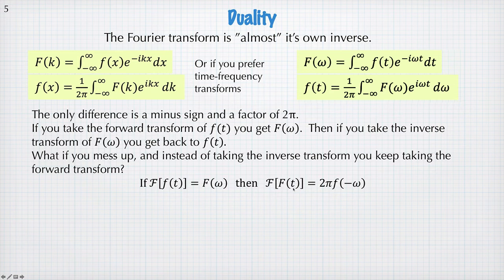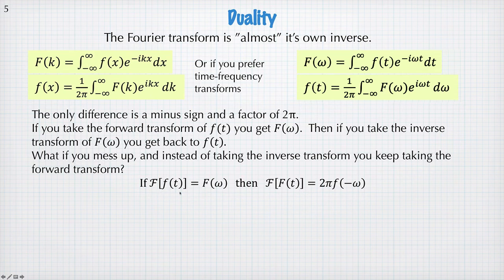When you take the forward transform of big F of t, you'll get back to the function little f, but now little f will be little f of minus omega with a factor of 2 pi out the front. And the reason why you've got a sign here and a 2 pi here is that instead of taking the inverse transform, you've taken the forward transform again. So you've got a factor of 2 pi here wrong and a sign wrong from the kernel.